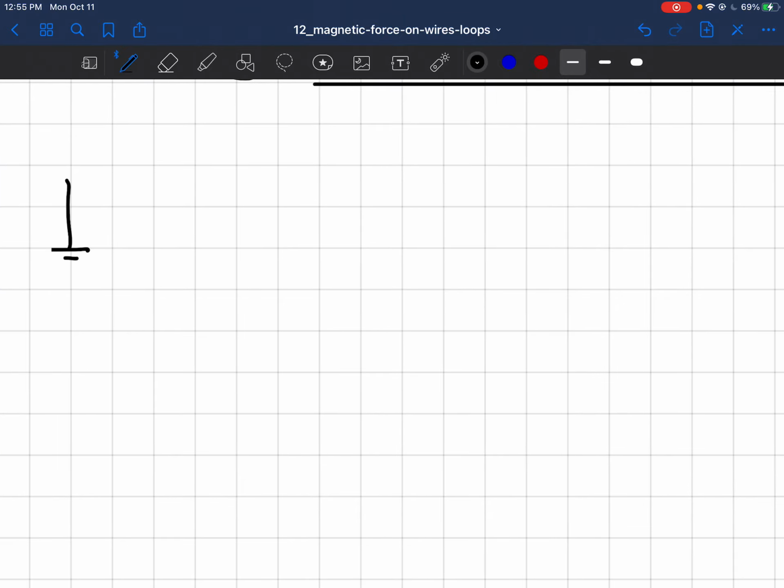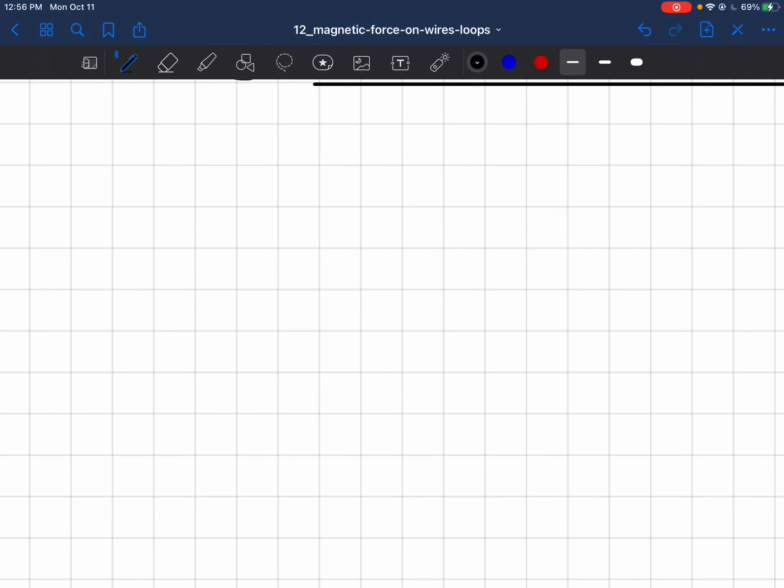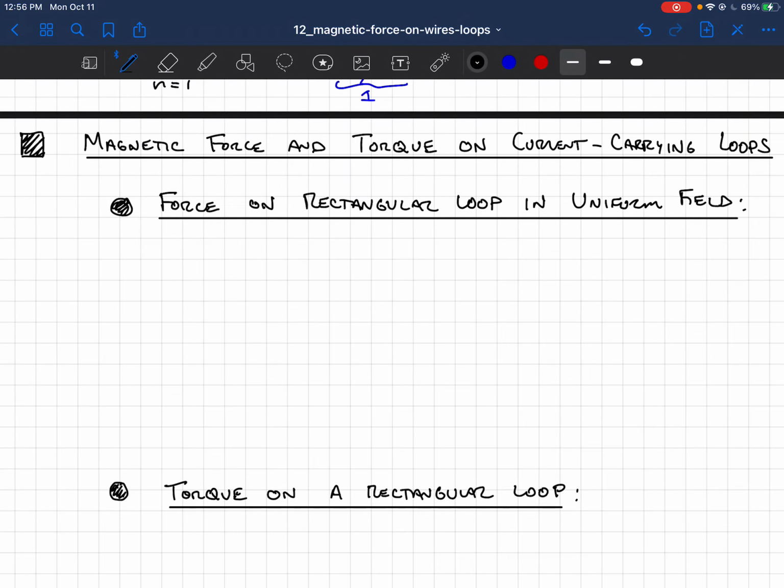It could be that you have a battery connected to a loop, and then you have a current that flows through that loop. It could mean that you have a wire that comes out of the page, so it's perpendicular to the page up until this point, and then it moves parallel to the page, to the right, and then down, and then back again, and then it goes back into the page. So you could make a loop in that way. It doesn't really matter which way it is. We're just going to assume that we have a current carrying loop.